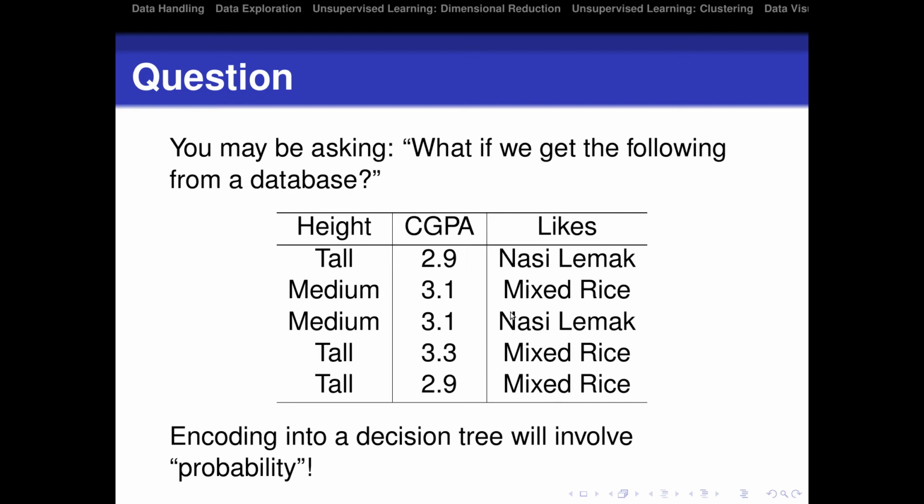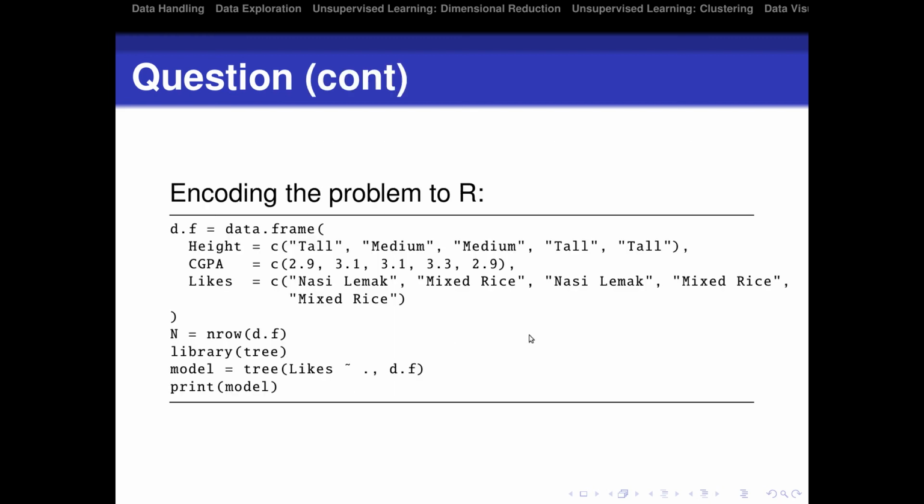So it's impossible to write a computer program to actually return mixed rice and nasi lemak; it looks a bit funny. So when you want to actually construct a decision tree in this case, probability again arises. Meaning when you encounter this situation, there is a 50% chance that he or she may prefer mixed rice or nasi lemak.